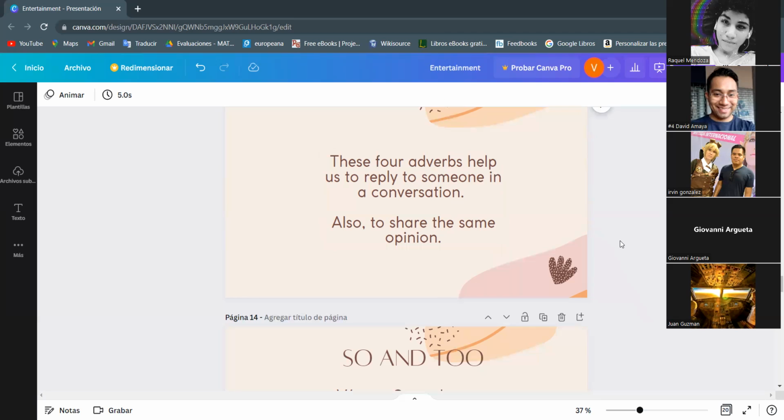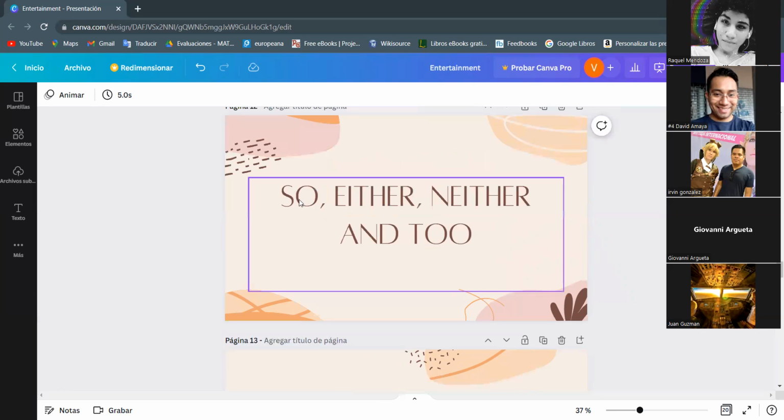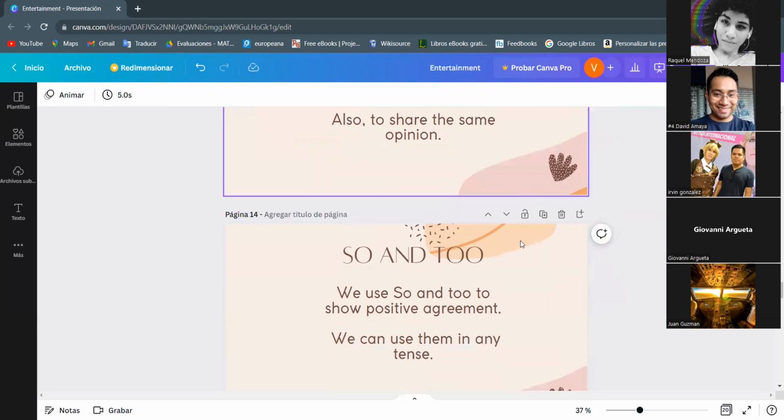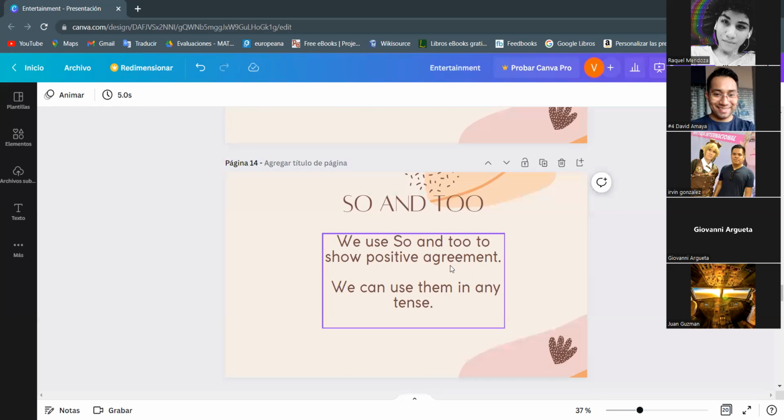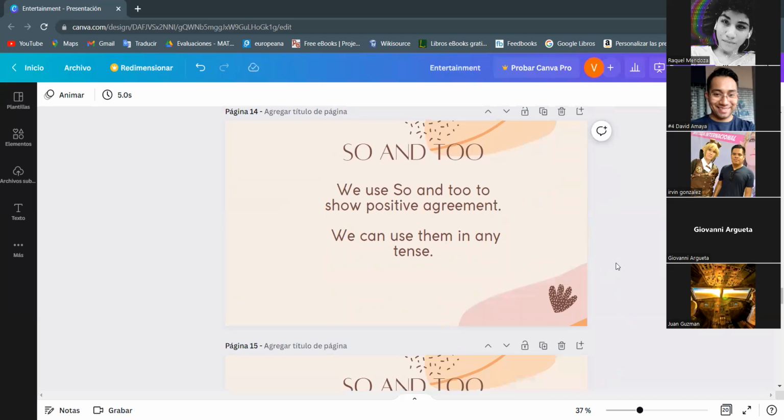These four adverbs help us to reply to someone in a conversation, also to share the same opinion. Good. All right. So yes, that's basically the general concept. However, this can be divided into so and too, either and neither. So and too. Irving, can you help us reading this, please?